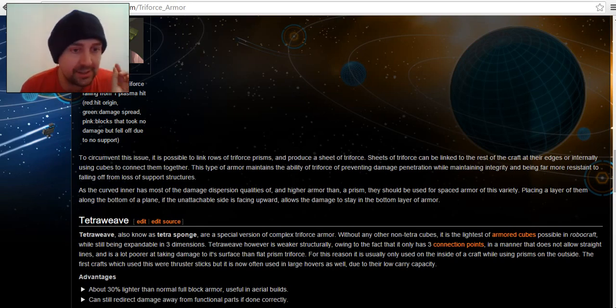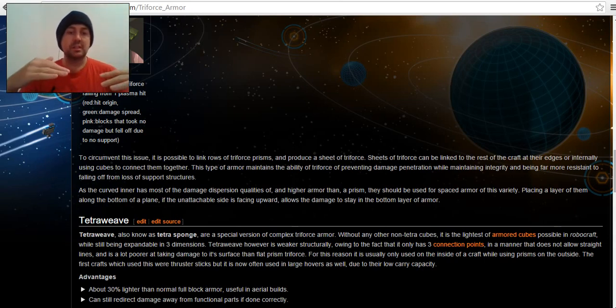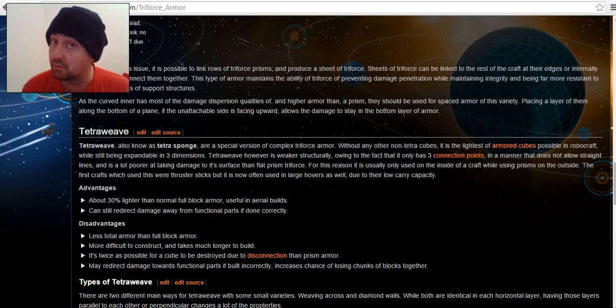Got that. As the curved inner has most of the damage dispersion qualities of and higher armor than a prism, they should be used for spaced armor of this variety. Okay, so use the curved inner rather than a prism. Placing a layer of them along the bottom of a plane, if the unattachable side is facing upward, allows the damage to stay on the bottom layer of the armor. Oh, right, okay, so you use the curved inner with the unattachable side facing up, creates a layer that will not allow it to spread up into the rest of the vehicle. Okay, fine. Interesting. Very interesting.